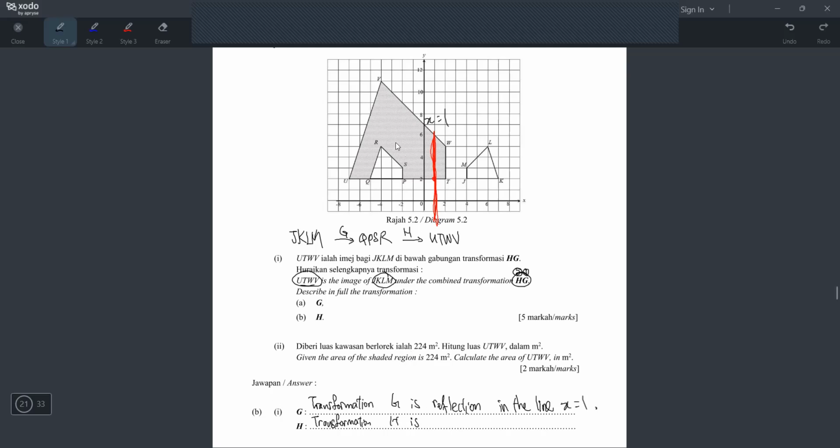For transformation H, okay, this is very obvious. This is enlargement. Wait, how come you can know straight away it's enlargement? Because H is from QPSR to UTWV. So QPSR is yang kecil, UTWV is yang besar. So enlargement lah, because ini sahaja transformation yang akan tukar size, right? So bila size tak sama, terus enlargement.